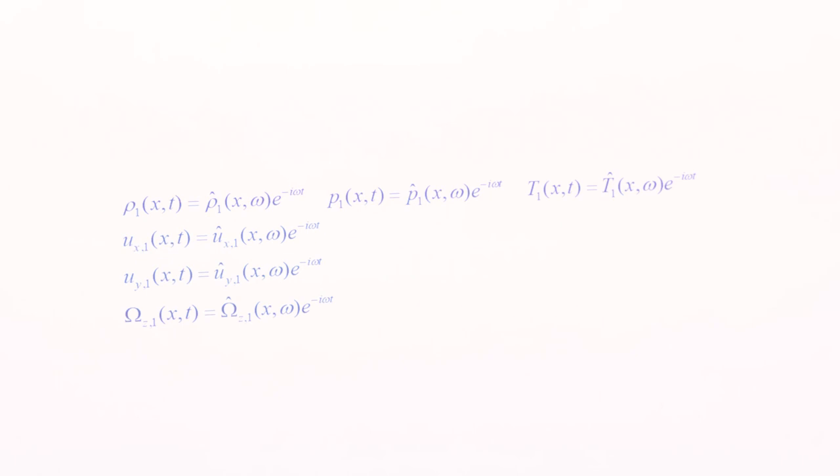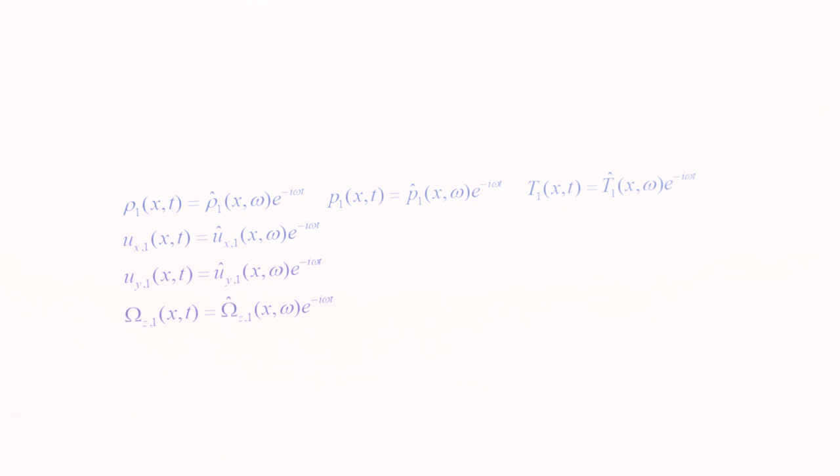I haven't written it here, but in reality it's the real part of that that would be rho 1 of x and t, and the same with all my quantities. So the hatted quantity is the complex spatial dependence, which is a function of the specific frequency. That's my assumed solution form.